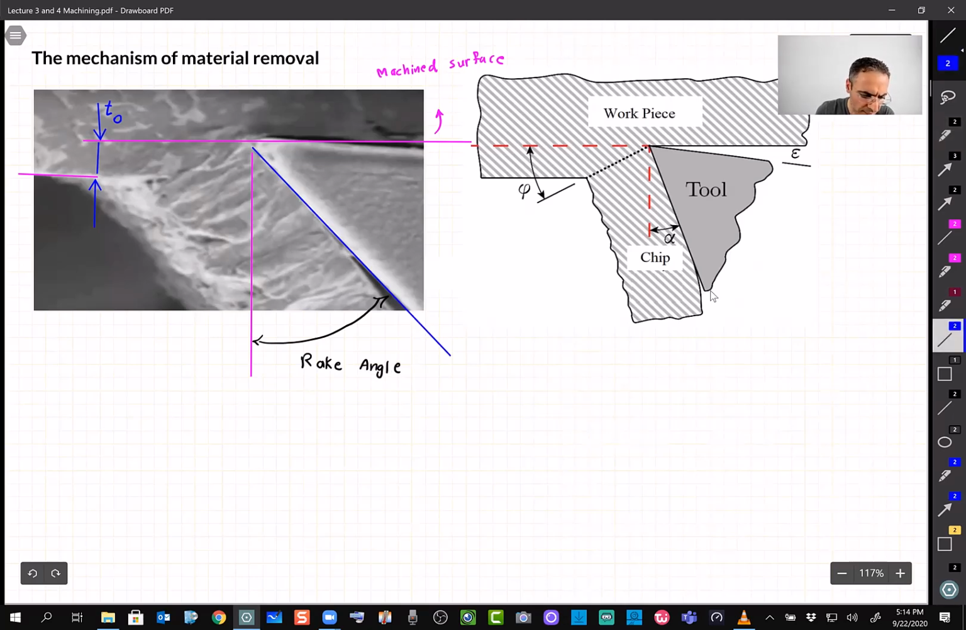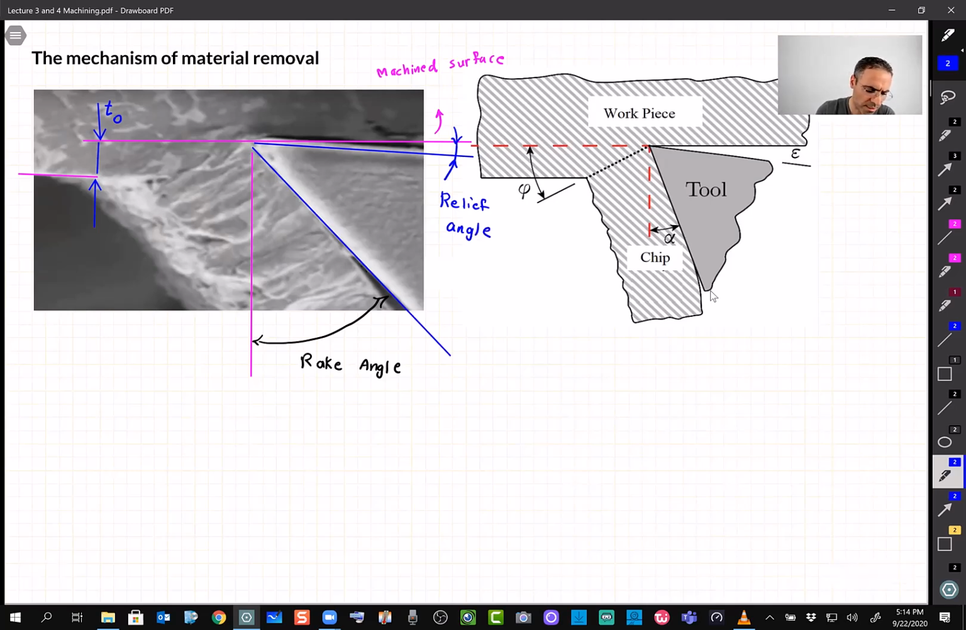Also, it is very common that our tool, because we want to prevent friction, is not exactly touching the surface of the machined part. Otherwise, it's going to rub against it and it's going to get hot and also maybe damage the surface. This very, very small angle, let's call it relief angle. All right, so that's about it. Again, this is our tool, it's obvious, and the workpiece as well. We know what the workpiece is. What else can we say?